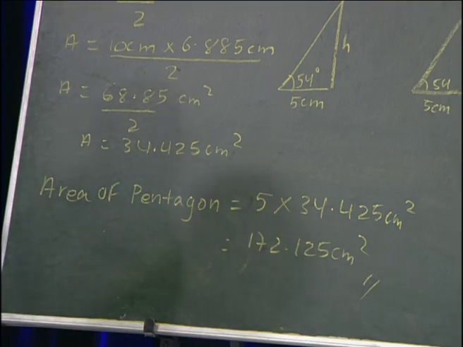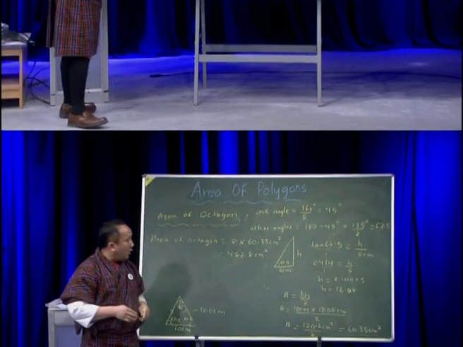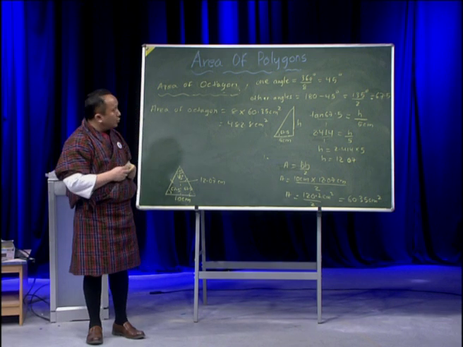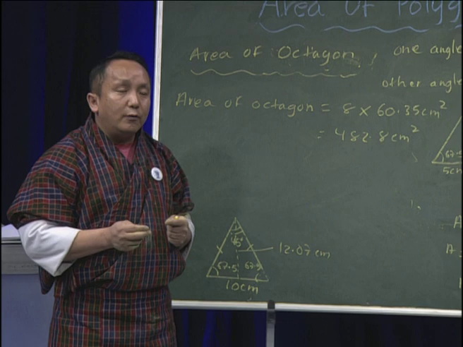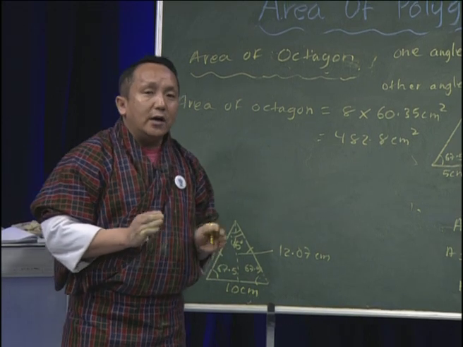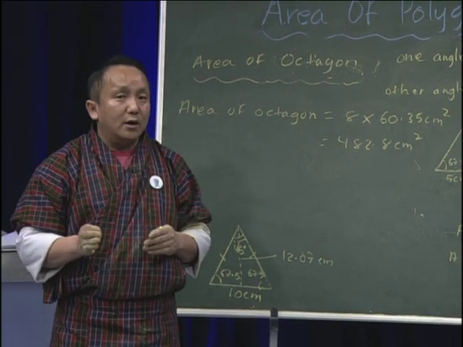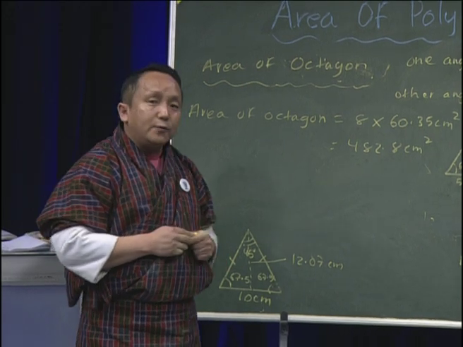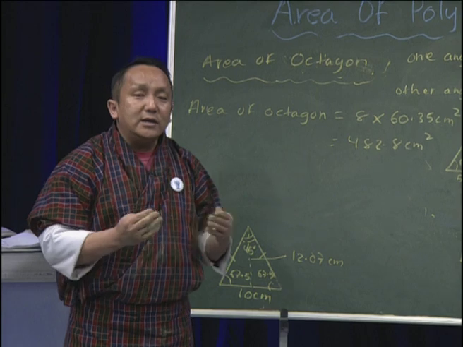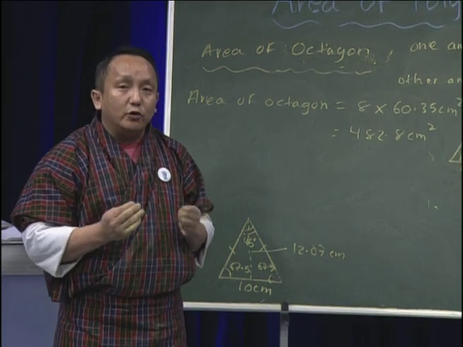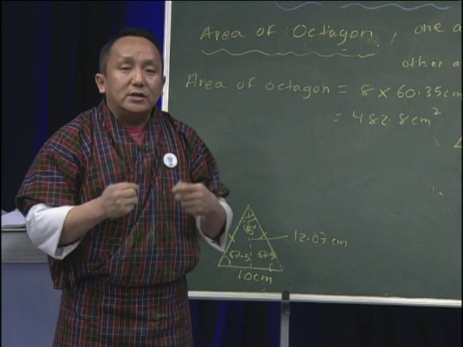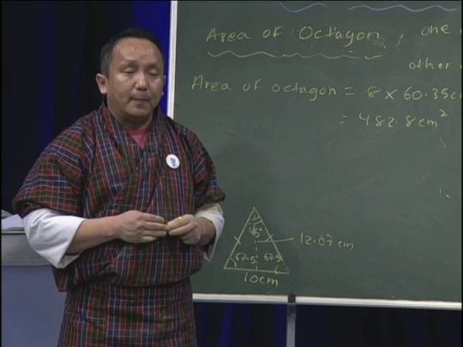Next, we learn how to find the area of a regular octagon. Now, as a practice question, I want you to find the area of the other polygons, which are the area of a regular heptagon, a 7-sided shape, and also the area of a 9-sided shape, which is a nonagon, and finally the area of a decagon, which is a 10-sided shape.